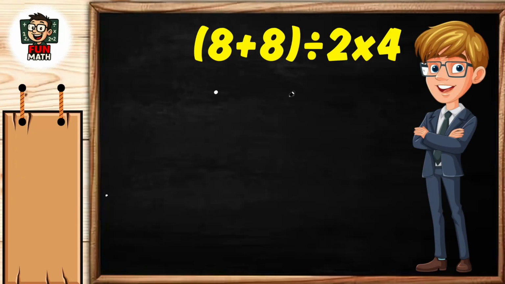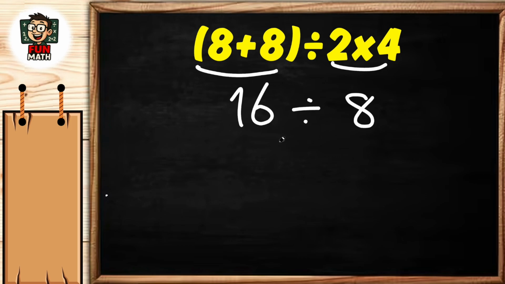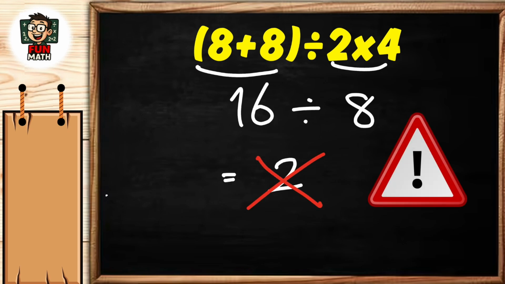Let's look at the solution. 8 plus 8 equals 16. 2 times 4 equals 8. Let's divide last. 16 divided by 8 equals 2. If you solve the question this way, you solved it incorrectly.